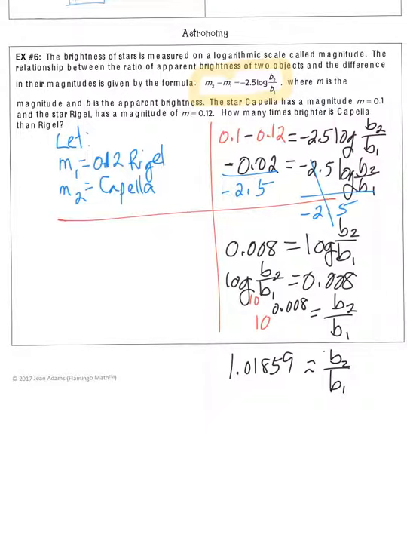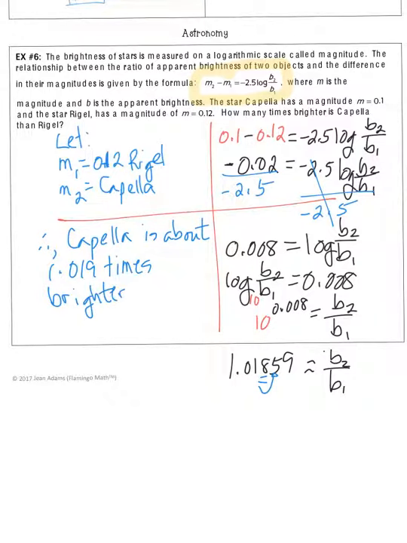Therefore, just restate the question as an answer. Therefore, Capella is about, because we have to round, and I'm going to round to 3 decimal places, so I'm going to round to this 3rd place, so I have to look at the 5 next door, so it bumps the 8 up to a 9. So Capella is about 1.019 times brighter than Regal.